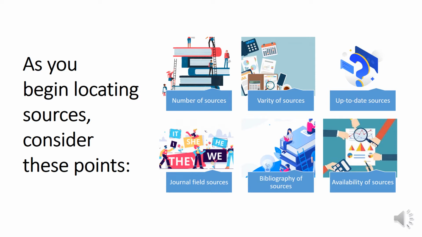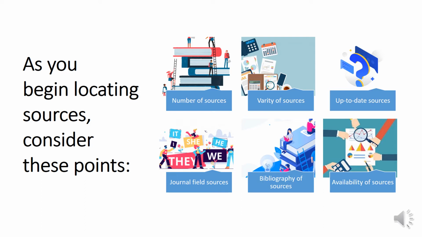Number two, variety of sources. My sources should not be limited to one type. For example, I shouldn't take all my information from books. I have to take them from books, magazines, articles, and so on.